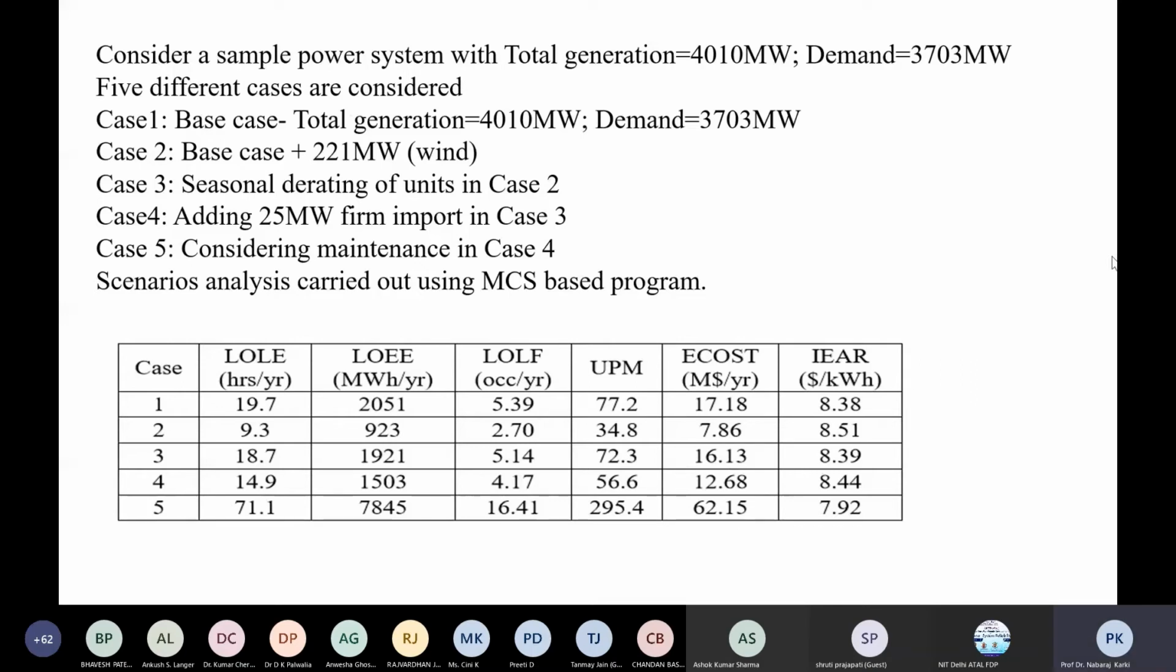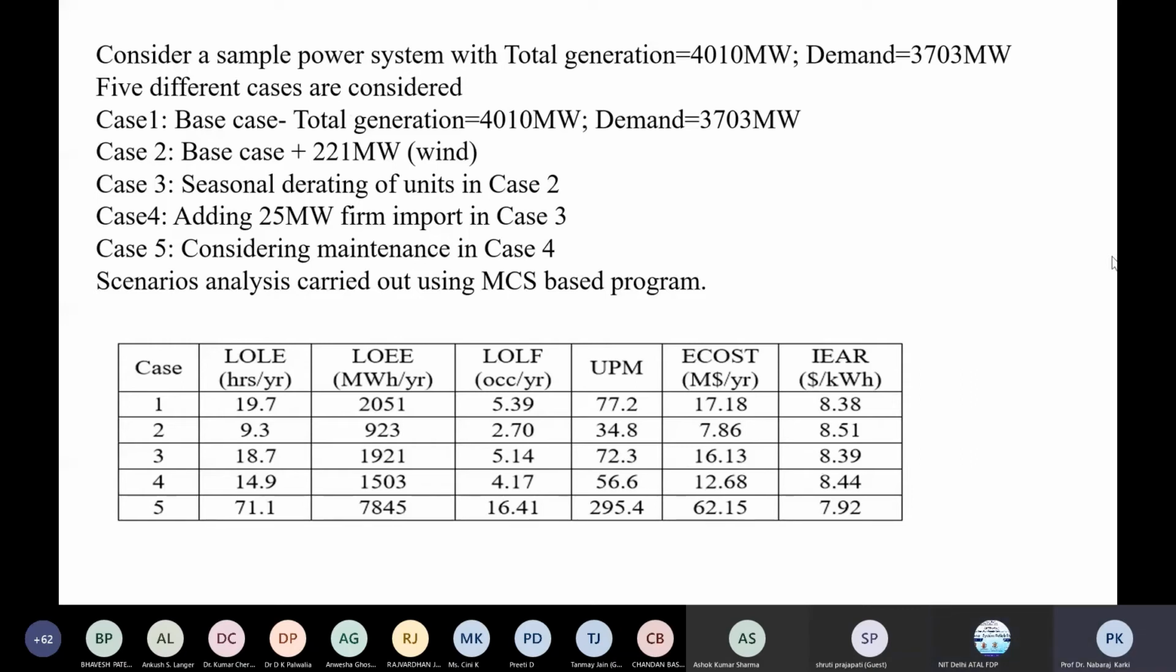And in the fifth case, this LOLE value shoots up to 71.1 hours per year, because we have also considered maintenance of all the units. All of these units will not be available for the time required to carry out their annual maintenance. For some units it is a 2-week period, for some it may be 3 weeks, for some it may be 1 month. For that duration, these units have to be kept out of the analysis because they will not be available.